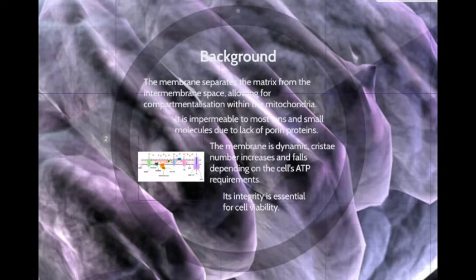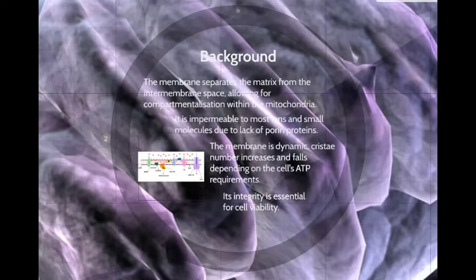It is also impermeable to most ions and small molecules due to a lack of porin proteins. This fundamentally allows for disparities between the chemical environments of the matrix and the intermembrane space, allowing membrane protein complexes to function. The inner membrane is dynamic. Cristae folds increase or decrease depending on the cell's requirement for ATP. This is mirrored by the number of mitochondria varying depending on cell type.